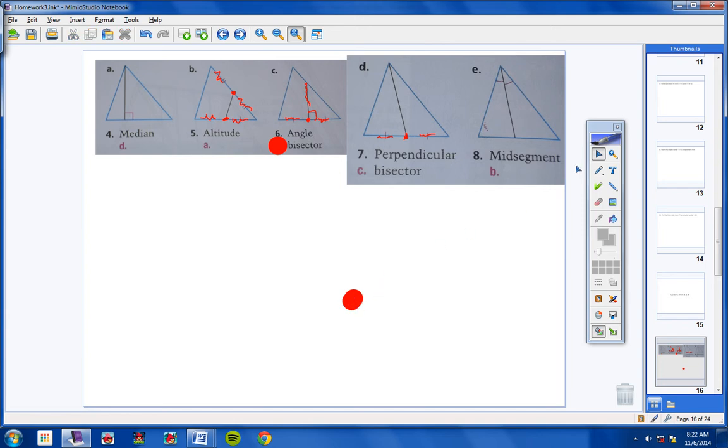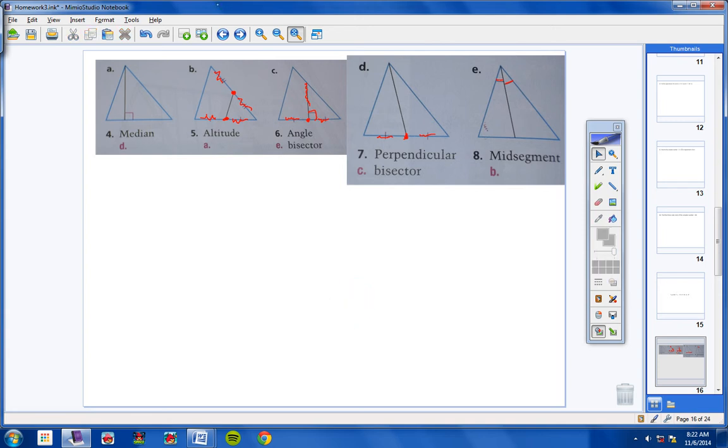Okay? And then lastly, obviously this is an angle bisector because look, this line here is drawn from the vertex to an opposite side in such a way that this angle here is congruent to this angle here. So letter C would be, or number 6 would have letter C, angle bisector. Okay? And that's it, guys.